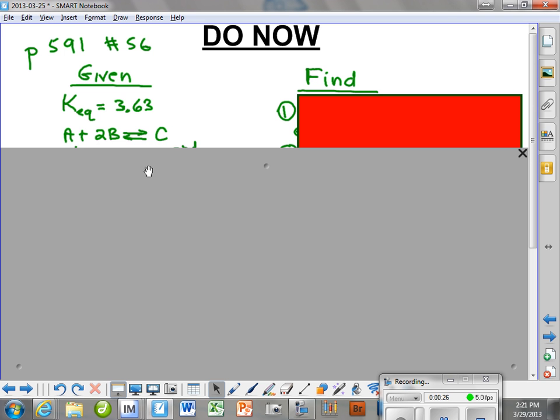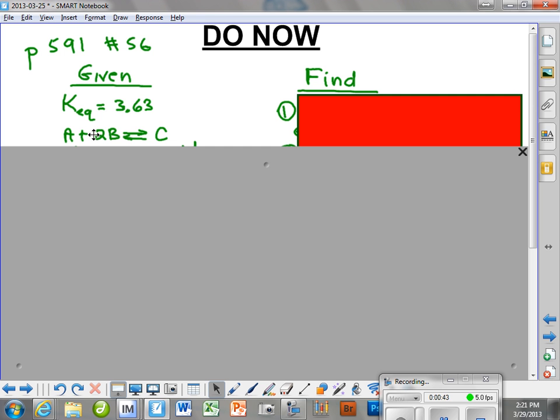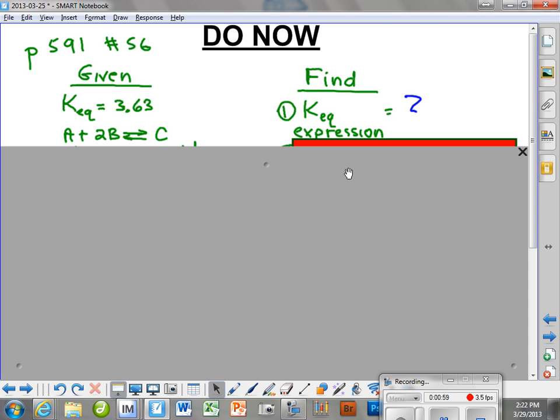As we go down here, we see that we've also been given the balanced equation. This is where A is some substance and B is a different substance, and they're coming together to form substance C. When we balance it out, we get two of these and one of each of the others. So a balanced equation is required for us to be able to do an equilibrium expression. Now the equilibrium expression, which is in the find, we have to use this to create.